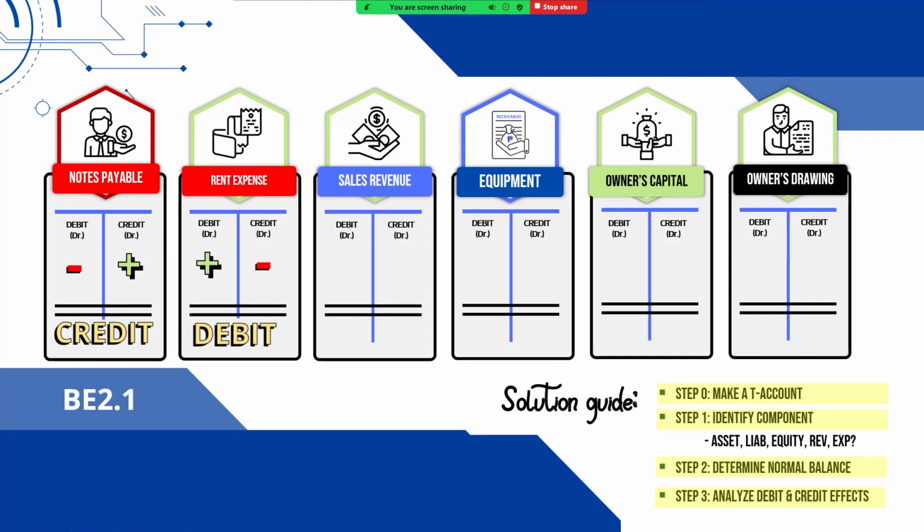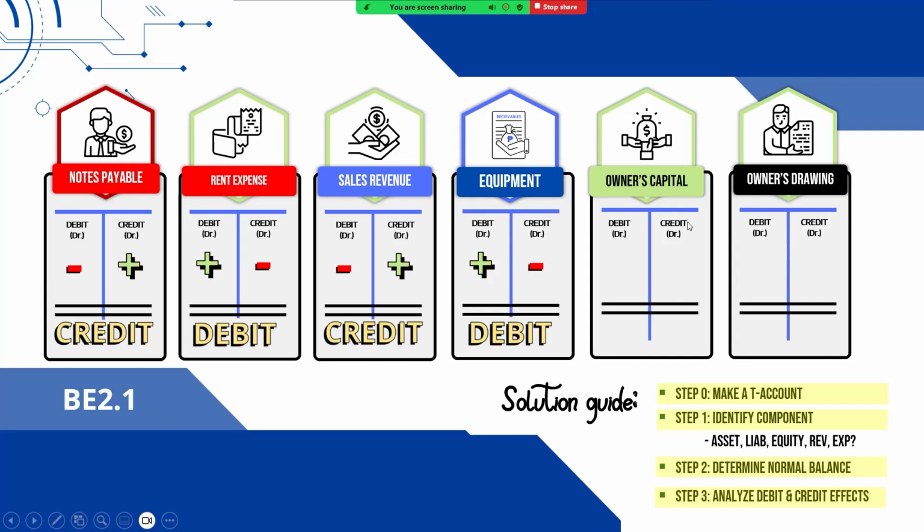The normal balance for sales revenue, or revenue in general, would be a credit. So therefore, debit decreases sales revenue and credit increases sales revenue. The last three would be equipment. Equipment is an asset, so the normal balance would be a debit. Debit increases, credit decreases.